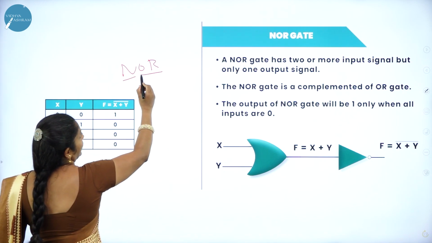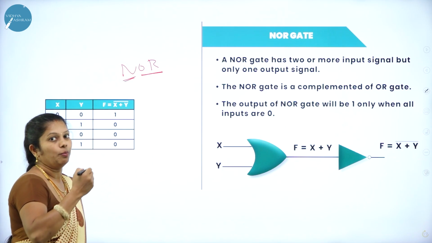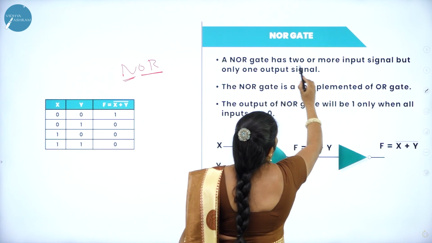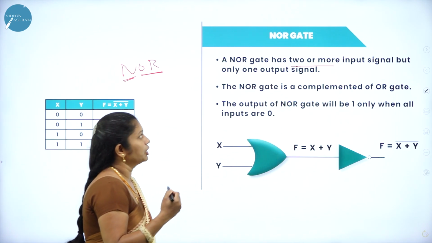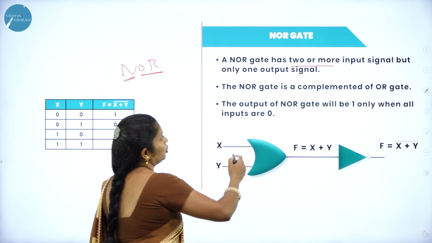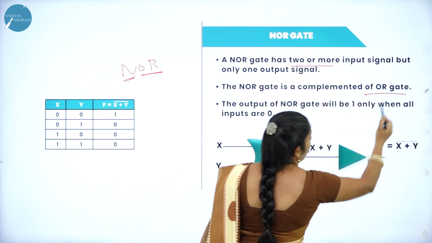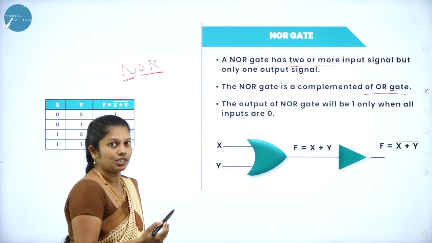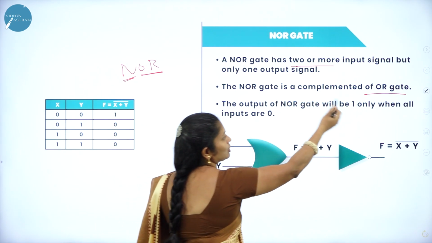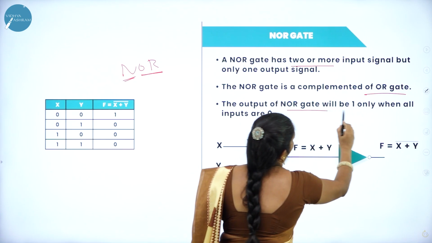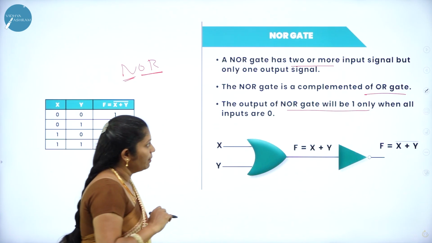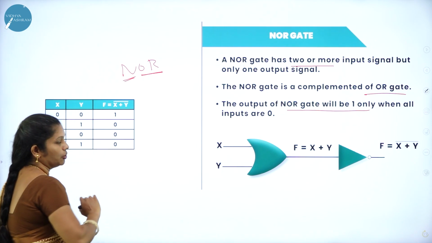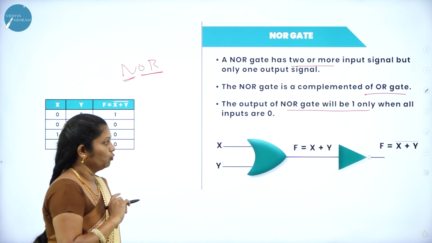In this, they collected OR as well as NOT, which are a few basic gates, and they are used here to construct it. A NOR gate has 2 or more input signals but only 1 output signal. A NOR gate is a complement of the OR gate. It is just the reverse of the OR gate. Whatever results we get in the OR gate, just reverse that. The output of the NOR gate will be 1 when all the inputs are 0. When all the inputs are 0, then only the output becomes 1 here.